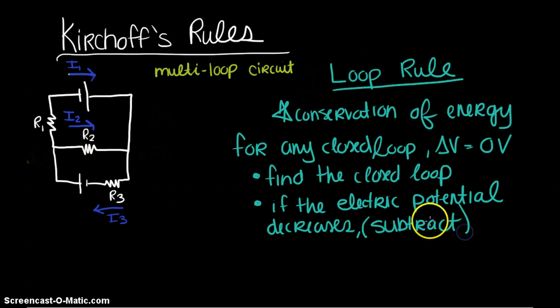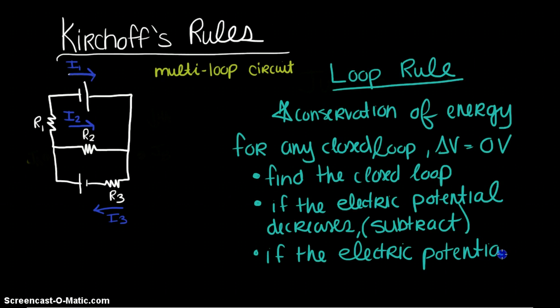So when I'm moving from an area, for example, of high electric potential to lower electric potential, I'm going to subtract that in terms of the loop rule. And if the electric potential increases because of a particular circuit element, for example, when you go from the negative terminal of a battery through the battery to the positive terminal, you're experiencing an increase in the electric potential. So if the electric potential increases, as it would through a battery, we know that we'll be adding that value.